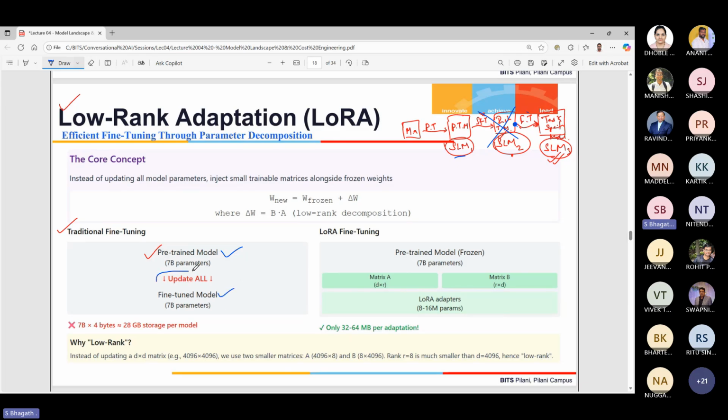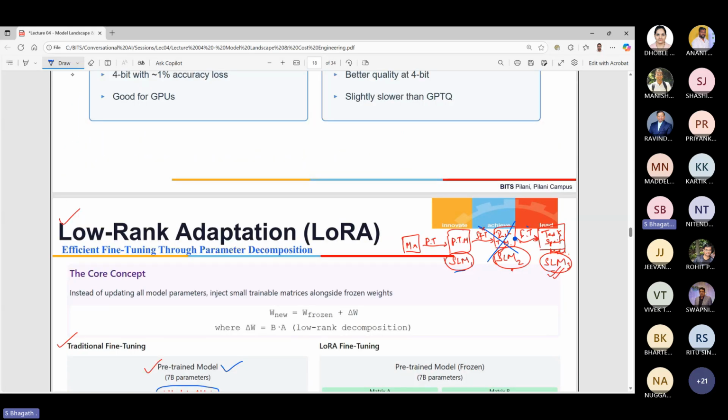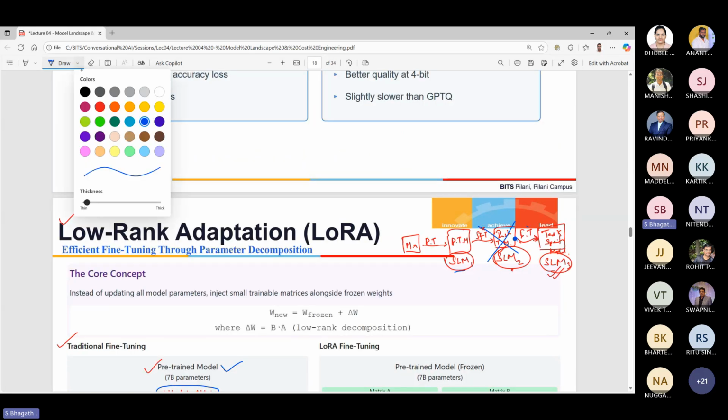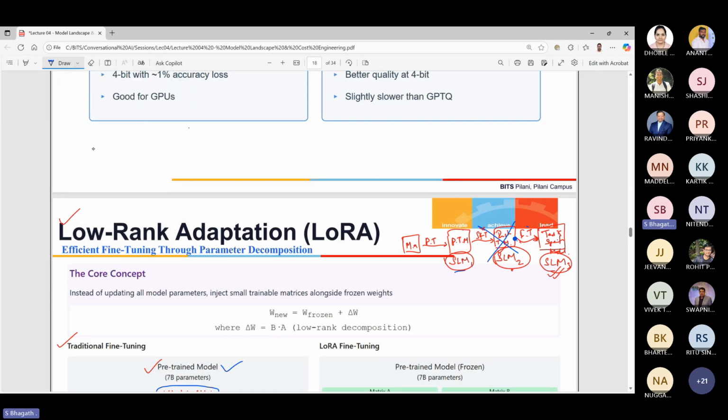But the point is, if you fine tune the complete model, it will need too much memory. You understand, right? 4 bytes. So storage memory itself is 28 GB. When you are doing fine tuning, I guess it is 4 times. I think earlier I made a mistake. If you are with me, just understand this one simple thing. It will correct my earlier mistake also.